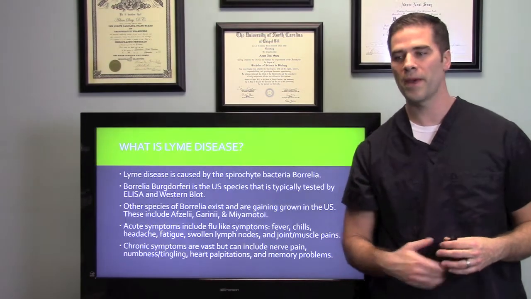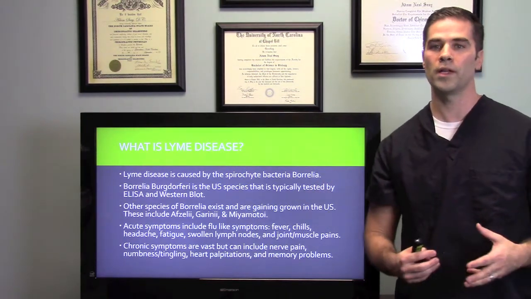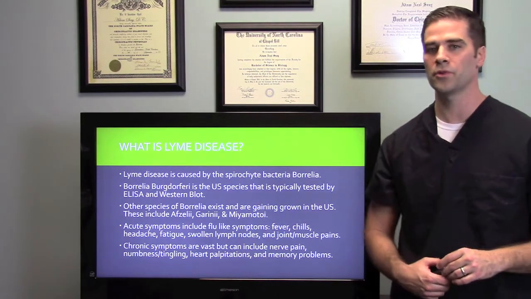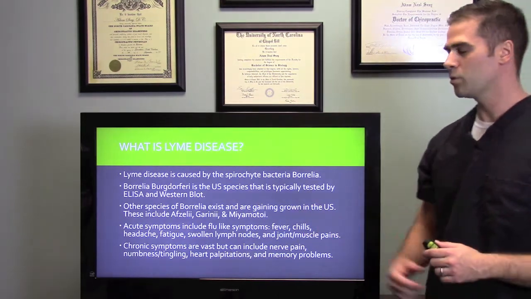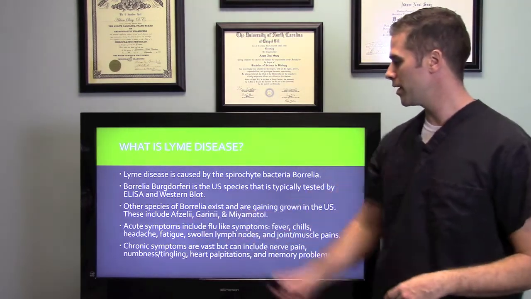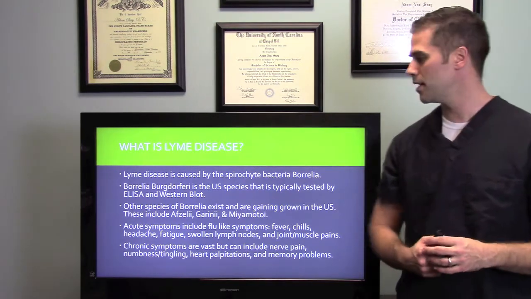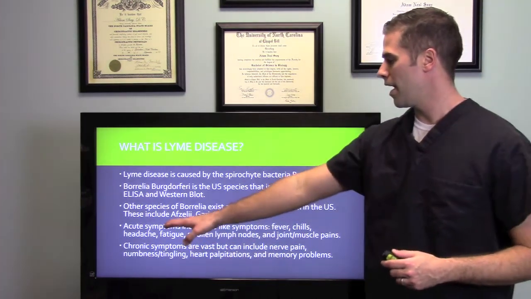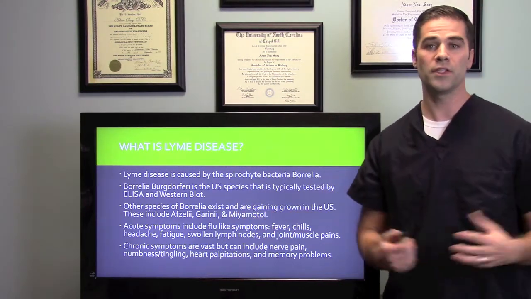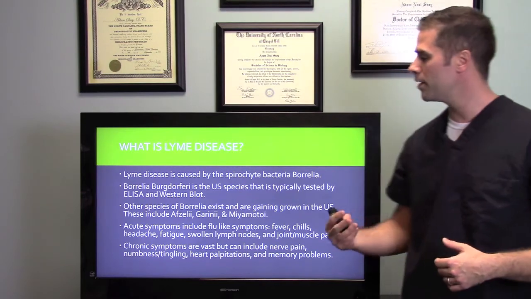To give you a little bit of background about Lyme disease, it is caused by the spirochete bacteria Borrelia. In the United States, the most common spirochete is Borrelia burgdorferi. It is typically what is found on ELISA and Western blot. Other species of Borrelia exist and are gaining growth in the United States. These include Afzelii, Garinii, and Miyamotoi. These are other species or strains of Borrelia that are becoming more prevalent in the United States.